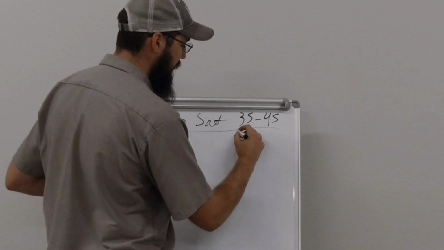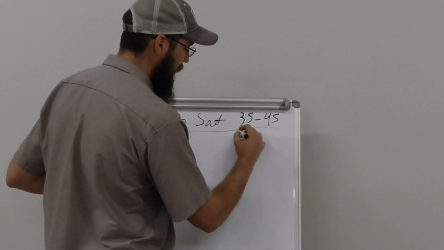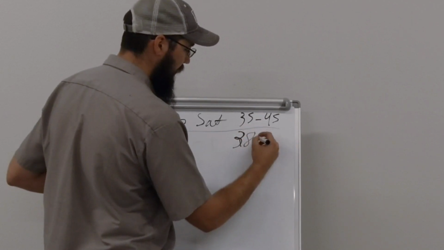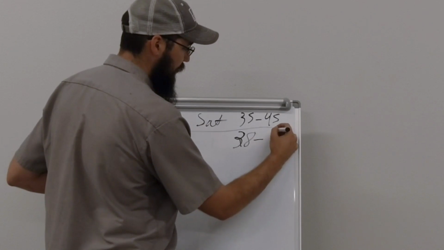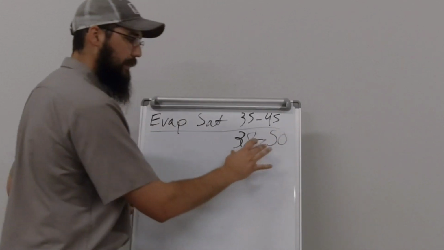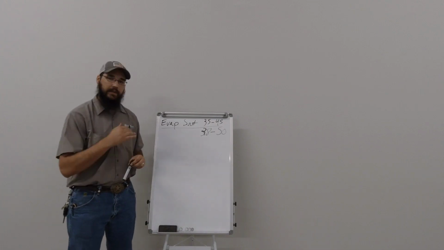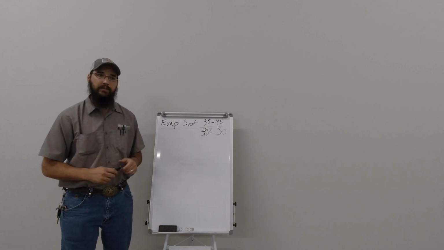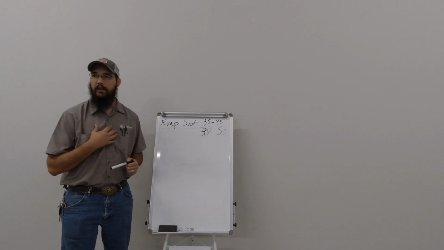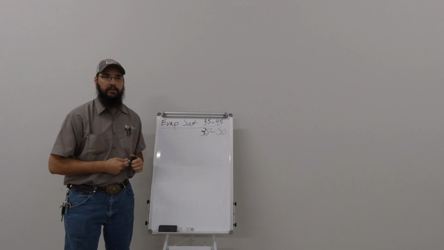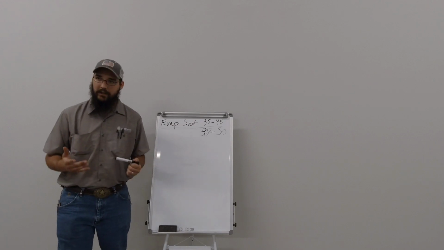What I'm looking for, depending on the system, I want to see 38 to, I'm comfortable with 50. The only ones that go to 55 are the like 20-something SEER systems that I've seen. And it's so rare for us to run into those. Just be aware that they exist.